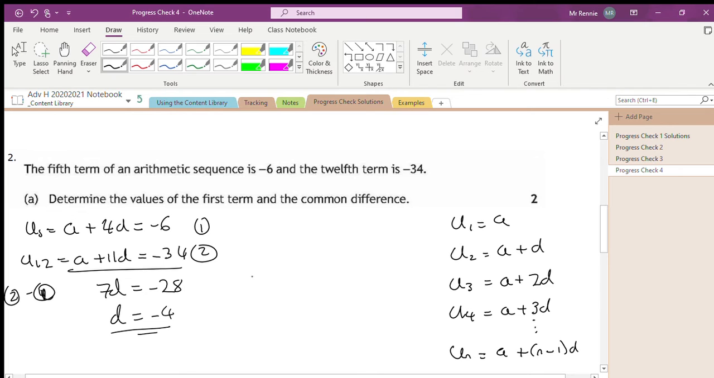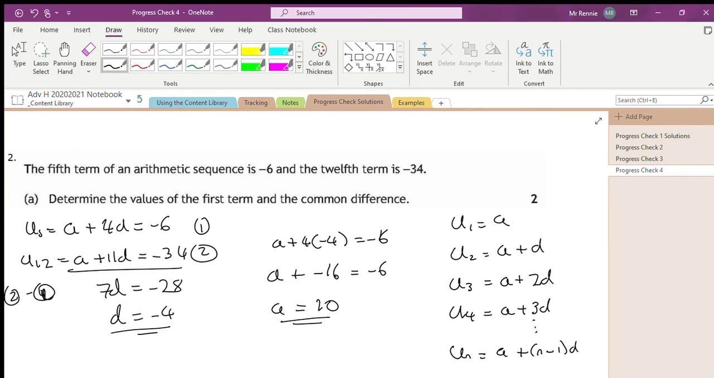If we use the first equation, then I would get a plus 4 lots of -4 has to equal -6. So a plus -16 equals -6. Add the 16 on the other side, you get a equals 10. So I found my two values. I found the first term, a, that is 10, and I found the common difference, which is -4, so it means that every time we go to the next number in the sequence, we are subtracting 4 to get that new number.